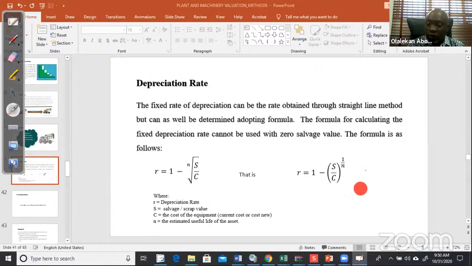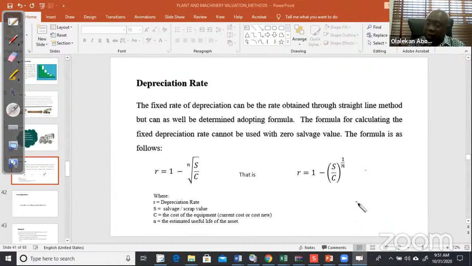Where your question features scrap value, don't jump at using straight line method. You might be penalized. But where you have read through your question and there is no scrap value or salvage value, and you cannot use these techniques with 0 scrap value, what do you do? Fall back to depreciation rate using straight line method. Colleagues, if you remember depreciation rate using straight line method, you don't need scrap value there. It's just 1 over what? 1 over n, 1 over number of years, that's all. And you move on. You'll get it.